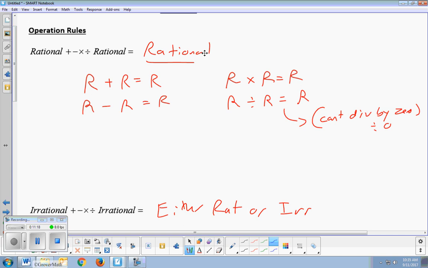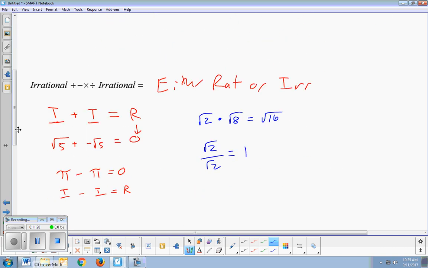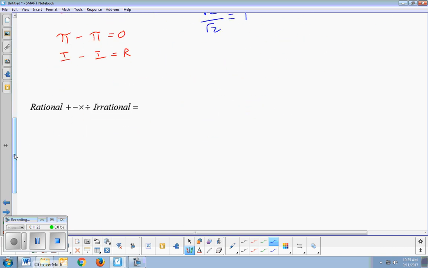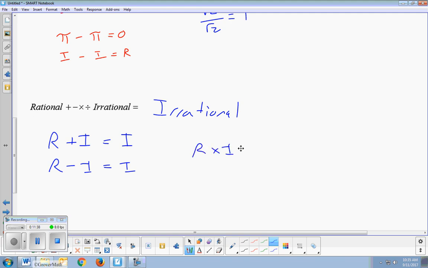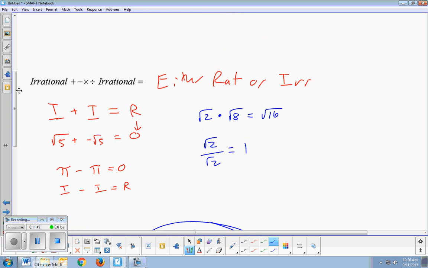Two rational, always rational. Two irrational, it depends. One of each is always irrational. It is not possible to get rational. So if you do a rational plus irrational, it's always irrational. Or rational minus irrational is always irrational. Irrational times rational is always irrational. Or if we divide, it's always irrational no matter what. So it's really only two irrationals where you have to be careful. It depends on what the numbers are.